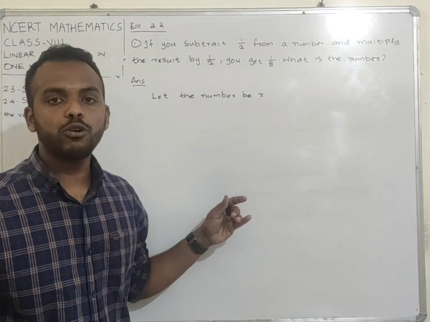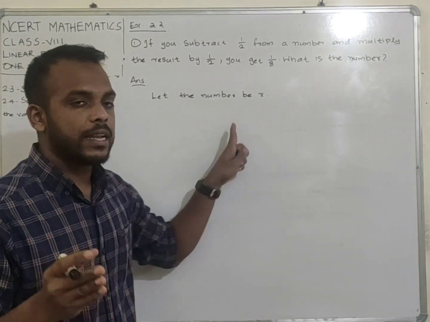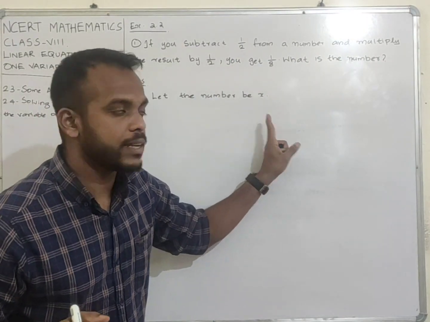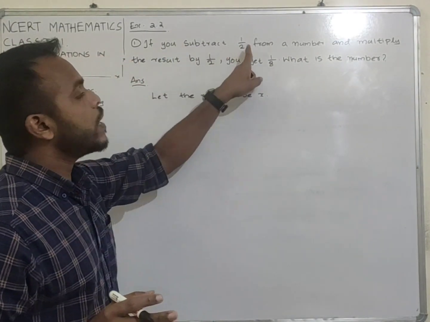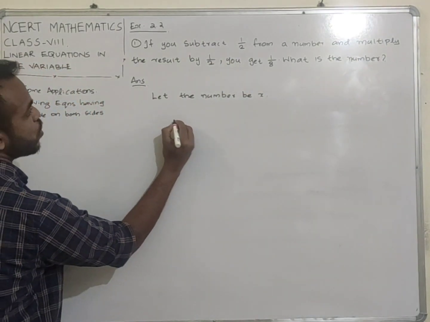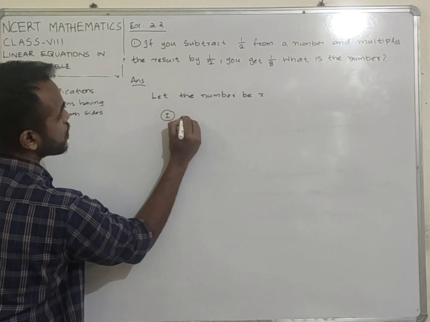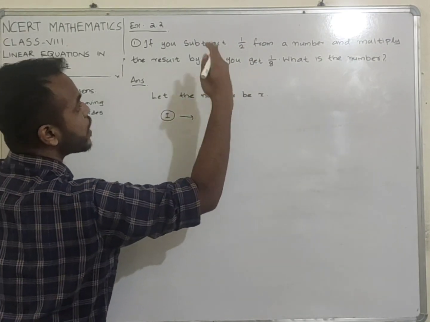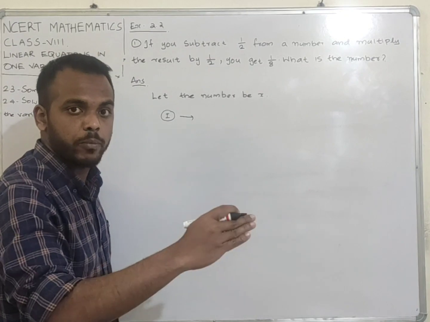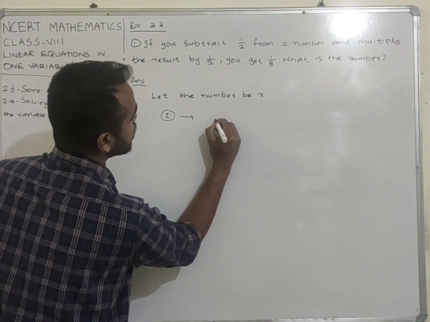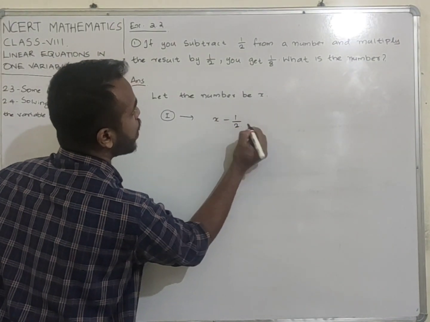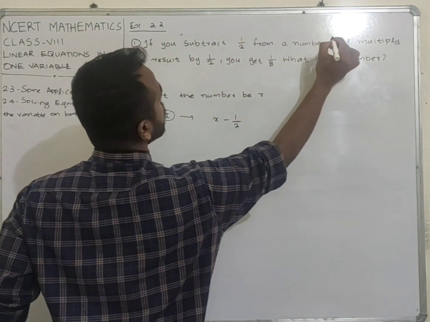We don't know what the number is, so I am giving a letter to that particular number. Let it be x. Now subtract 1 by 2 from that number. So what is the first step? The first step is subtracting 1 by 2 from the number. It is not 1 by 2 minus x, it is x minus 1 by 2. So this much part is over.